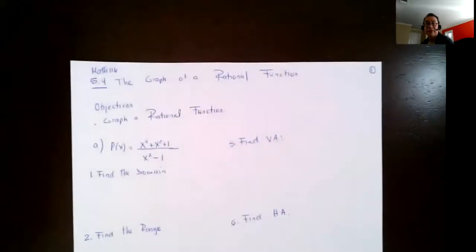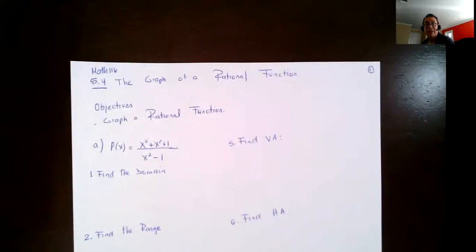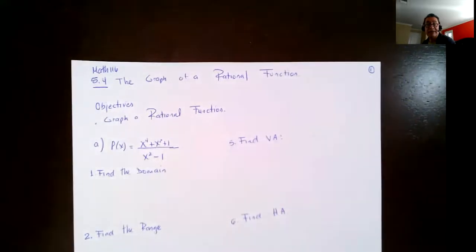I'm gonna focus on 5.4 here. Notice 5.4, the graph of a rational function. Now we're gonna be using the knowledge that we learned in 5.3, by the way. The objective is to graph a rational function. So let's give it a try.